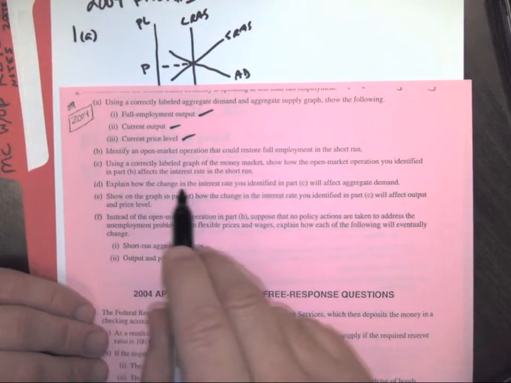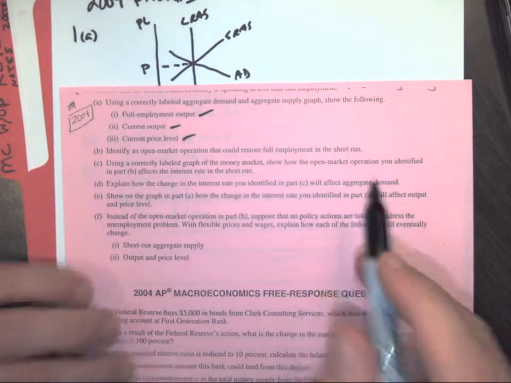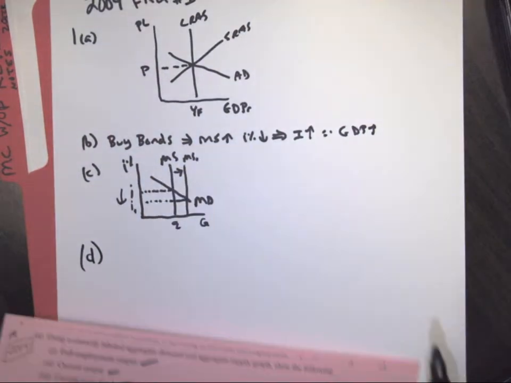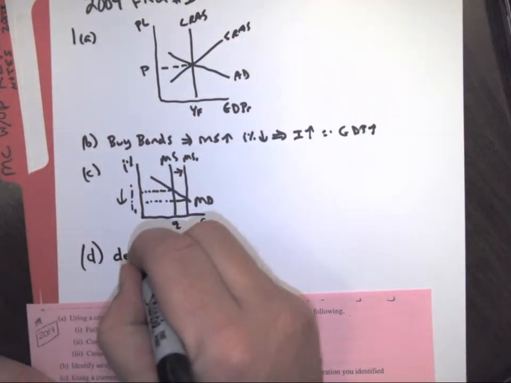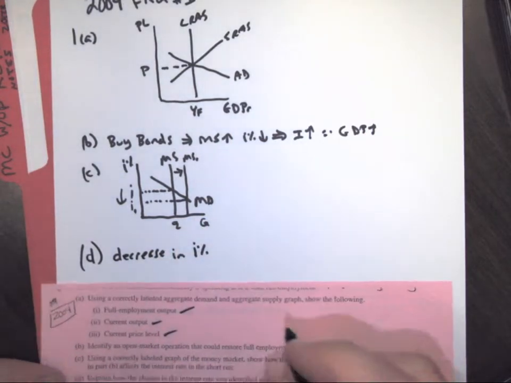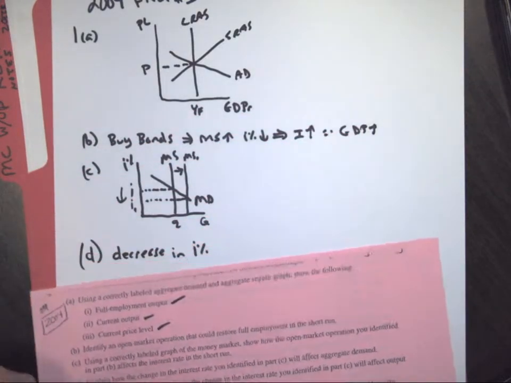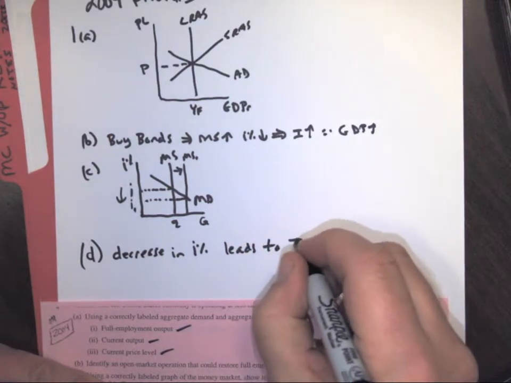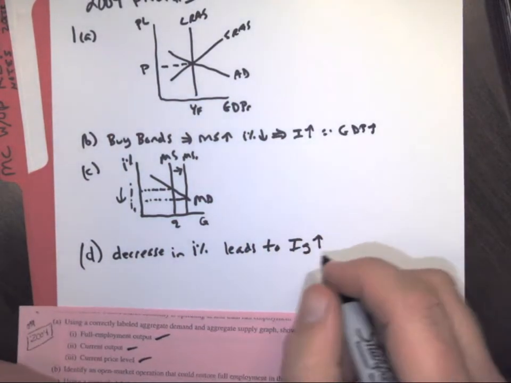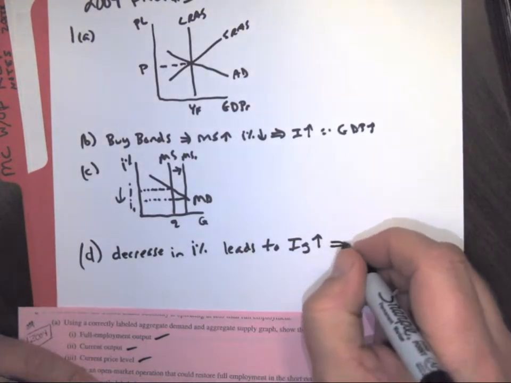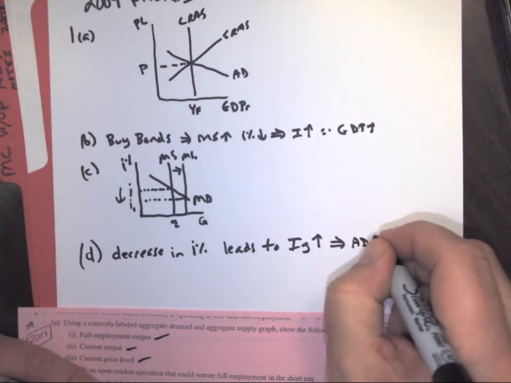Now, explain how the change in interest rate you identified in part C will affect aggregate demand. So in part D, we kind of ran through our thought process right here, but I know that the decrease in interest rate is going to lead to an increase in investment and aggregate demand. So that leads to gross private investment going up, since that I is part of C plus I plus G plus X. What that's going to end up doing is that will increase aggregate demand.